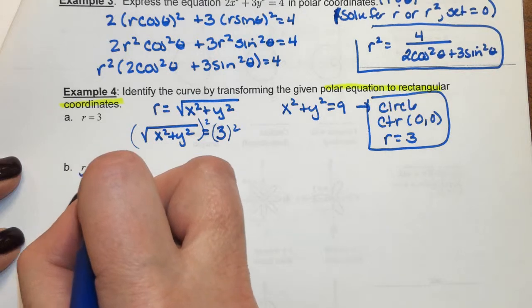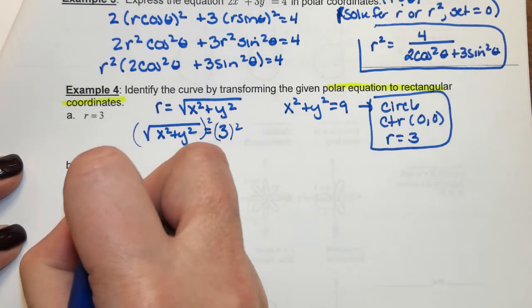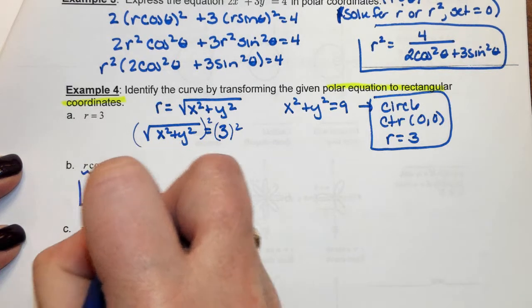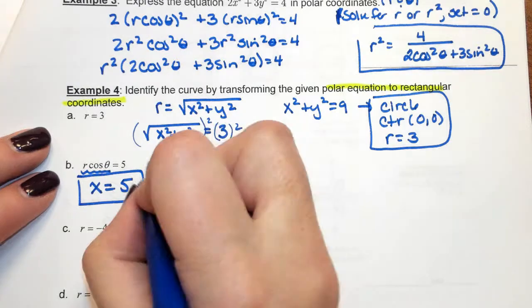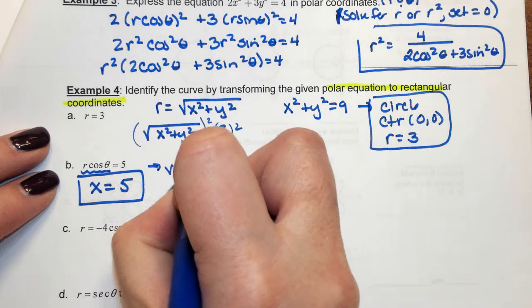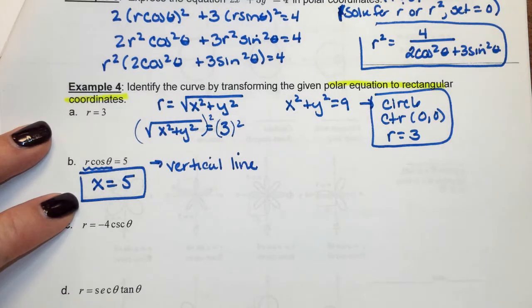Again, looking at b, r cosine theta is equivalent to x. So in rectangular, this is what the equation would be, x equals 5. This is the equation of a vertical line, intersecting your x-axis at 5.